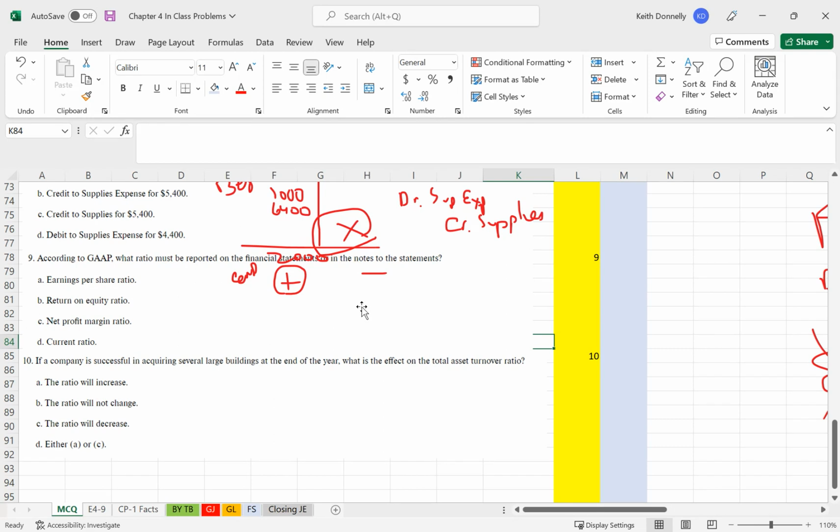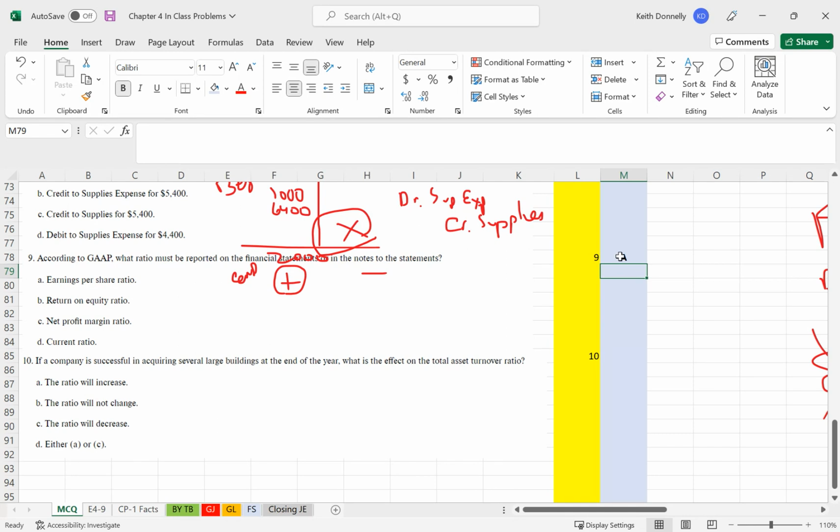9 here. It says, according to GAAP, what ratio must be on the financial statements or in the notes? This one's going to be A, the earnings per share. Remember we said that's usually on the bottom of the income statement.